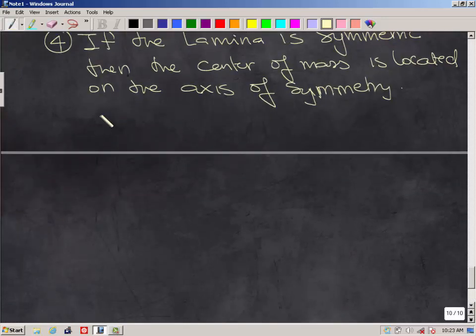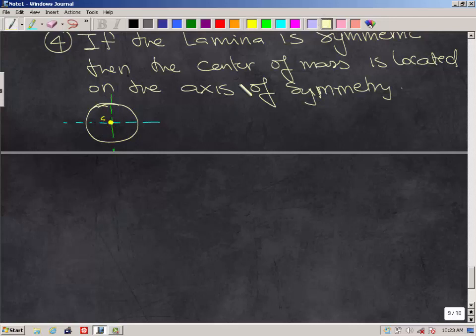So for example, let's say my lamina is a circle. If you think about a circle, here is my axis of symmetry. What we have on the left, we have on the right, and then we have another axis of symmetry here also. So my center of mass will be located on the axis of symmetry. In this case, it will be located right there, which would be the center of the circle.